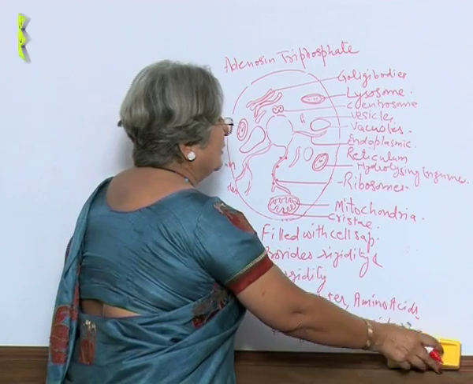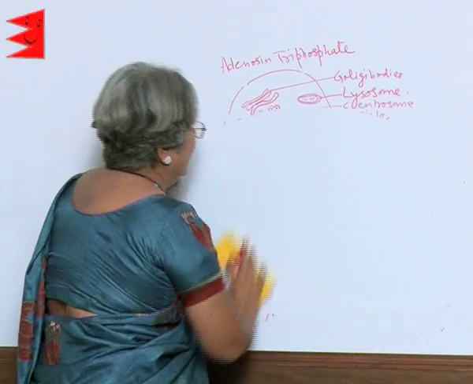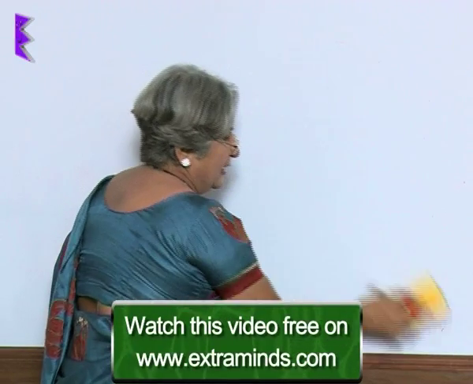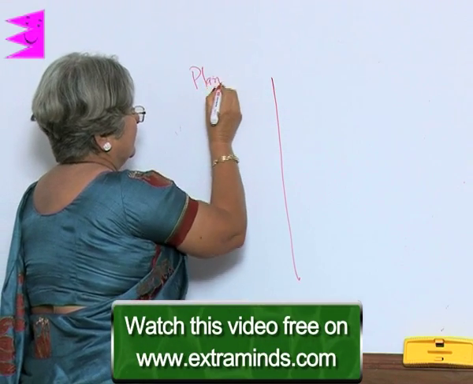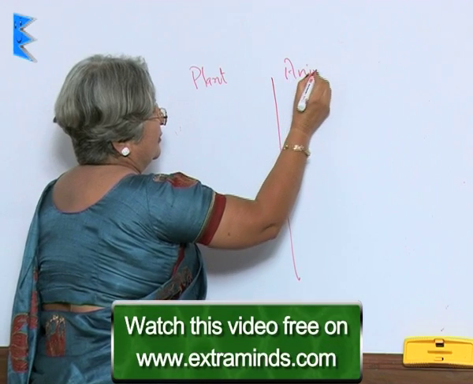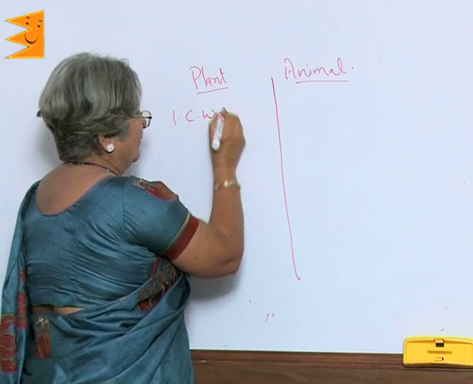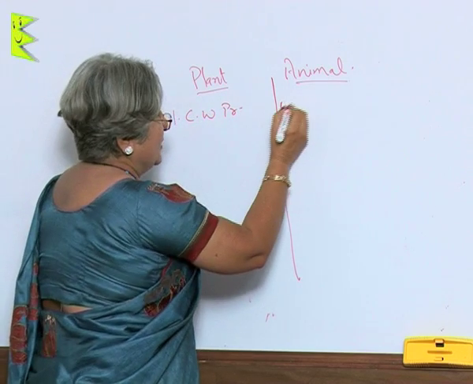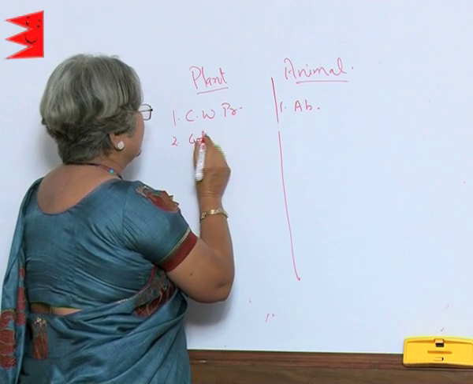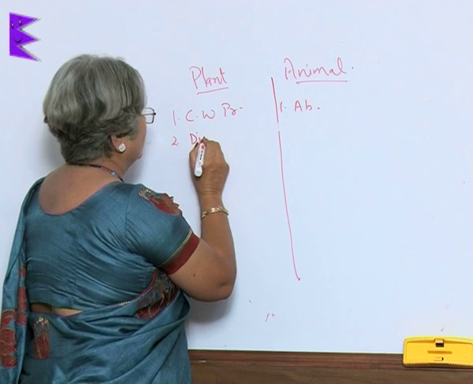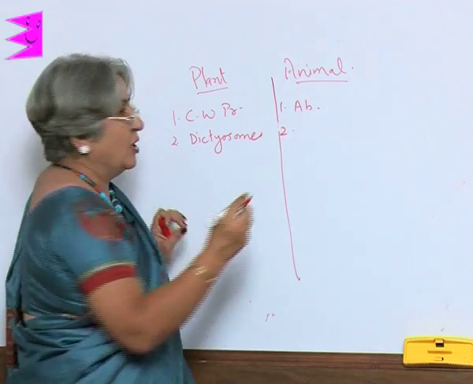Now, just to wrap up, by now you can easily differentiate between a plant cell and an animal cell. We will hurriedly make a table: plants, animal. In the case of plants, cell wall present, in animals absent. Golgi bodies, dictyosomes, but here in animals Golgi bodies.